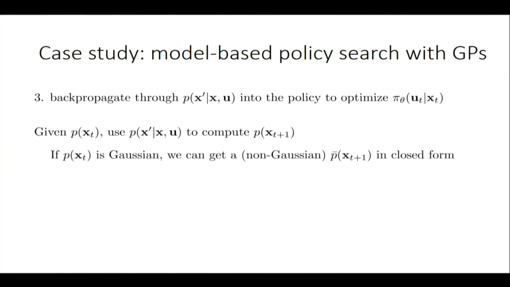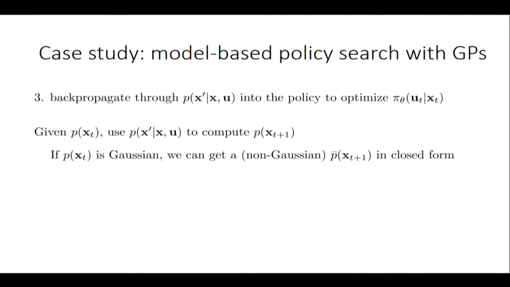So if p(x) is Gaussian, it turns out that you can get the distribution over the next state in closed form using your Gaussian process. Because of the particular non-parametric structure, at a very high level, you can think of the Gaussian process as giving you a different Gaussian for every single data point. So if you're starting with a Gaussian, you're going to get some non-Gaussian but analytic distribution over the next state.